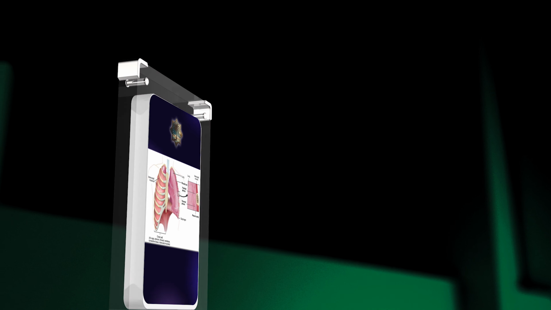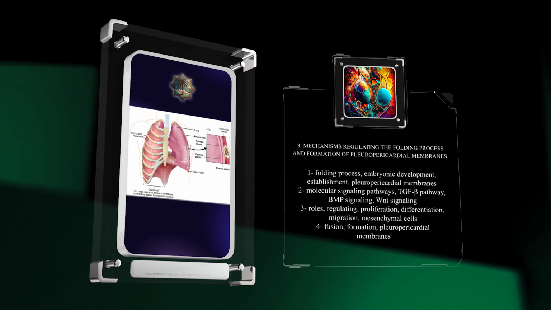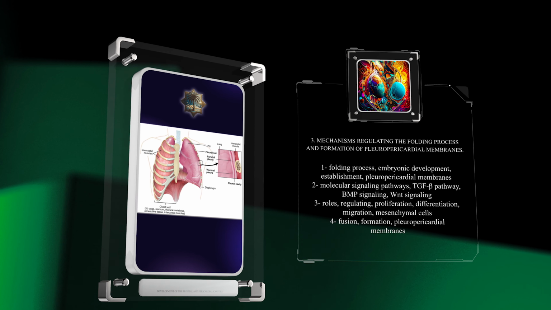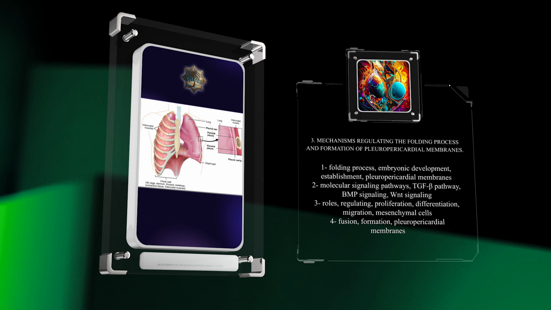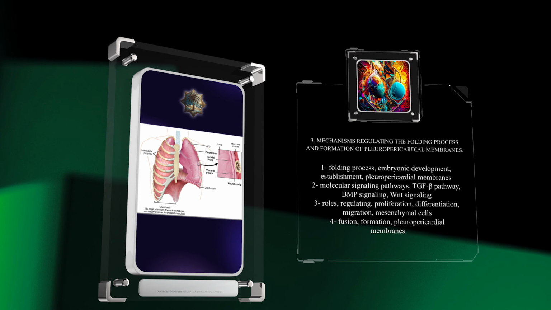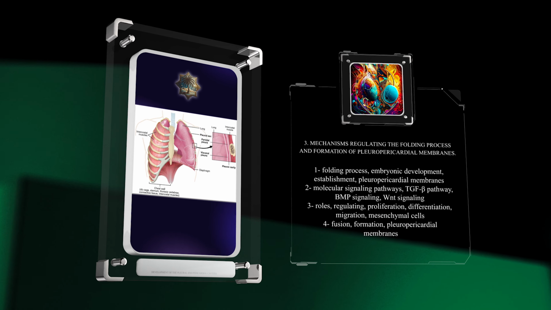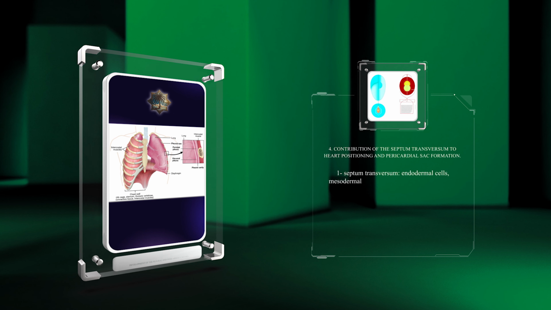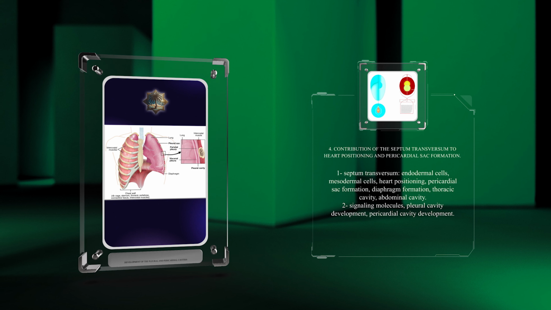The folding process during embryonic development is crucial for the establishment of the pleuro-pericardial membranes. Various molecular signaling pathways, such as the TGF-beta pathway, BMP signaling, and WNT signaling, play intricate roles in regulating this folding process. They control the proliferation, differentiation, and migration of the mesenchymal cells, ultimately leading to the fusion and formation of the pleuro-pericardial membranes. The septum transversum, which originates from endodermal and mesodermal cells, plays a crucial role in the proper positioning of the heart and formation of the pericardial sac.